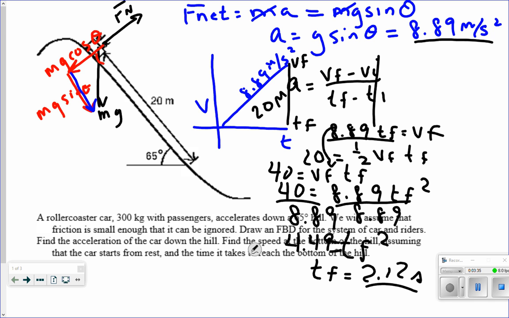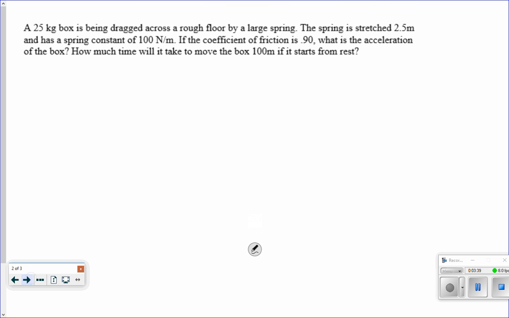So there's my first one. There's my second one. Hopefully that helps. Remember, you can always go back if needed.